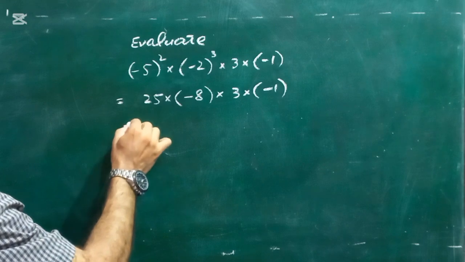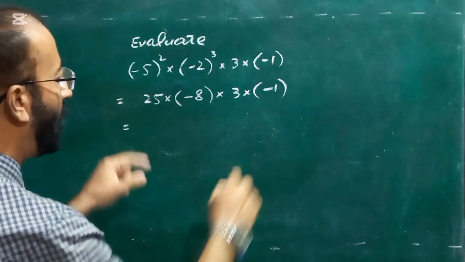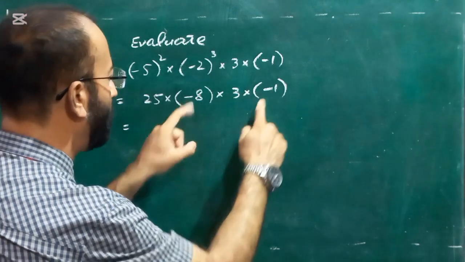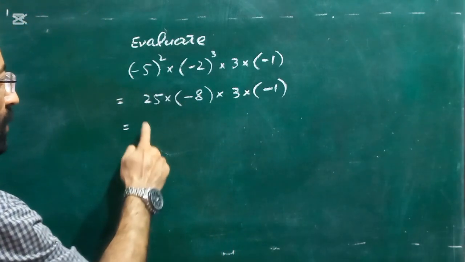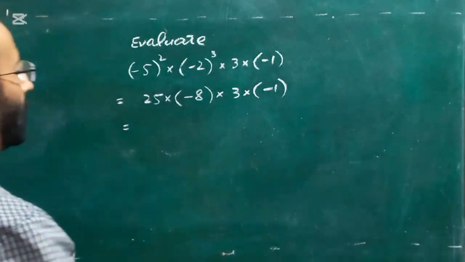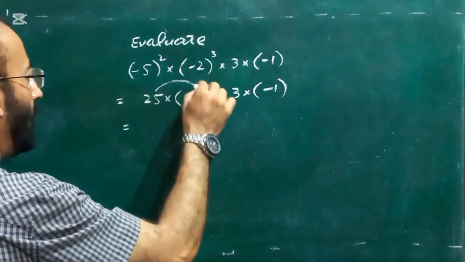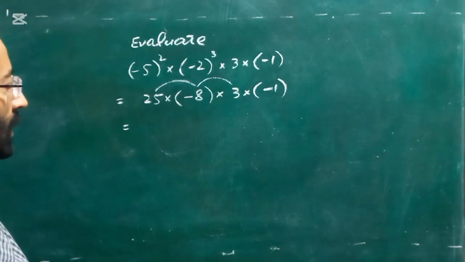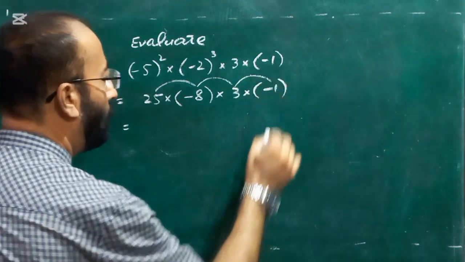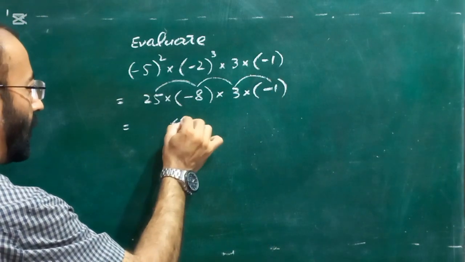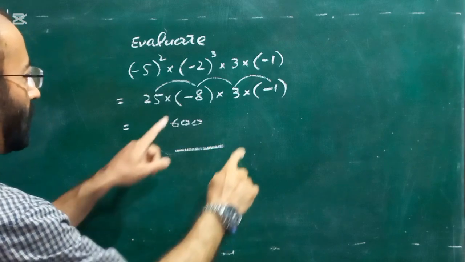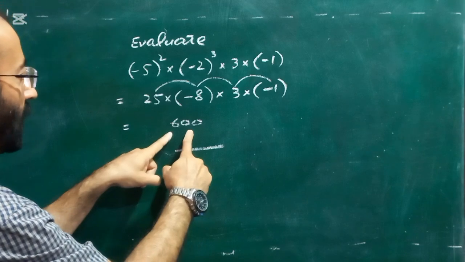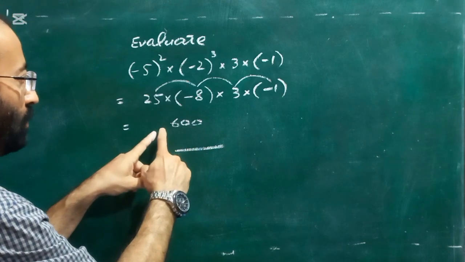So at this stage, we will multiply the values. So all values are multiplying with each other. And look now, these two minus signs are also going to be multiplied. So minus minus will be positive. So now the sign of the whole answer will be positive. So look now, 25 eights are 200, 200 threes are 600, 600 ones are 600. So the answer is 600. And because of these two minus signs, because they are going to be multiplied, the sign of the 600 is positive.